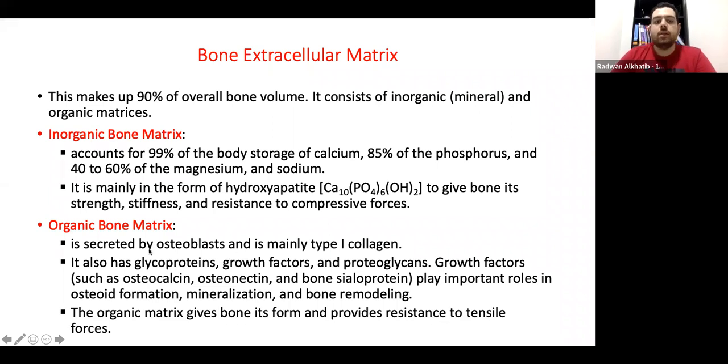Okay, so we were saying that the organic bone material, most importantly, is type 1 collagen, which is the protein that we first make. And then after that, we make this protein hard by adding the calcium and phosphate, which is the inorganic part of the bone. Just keep this concept in mind.